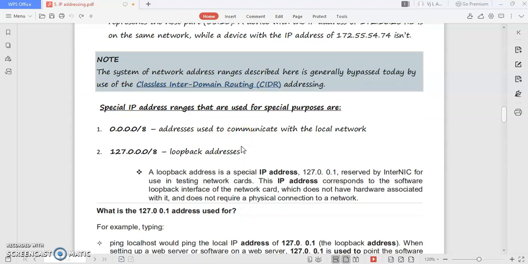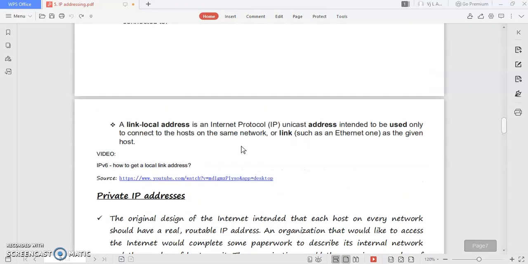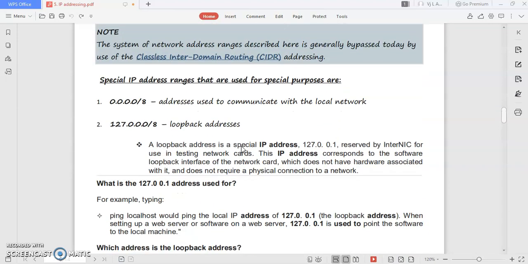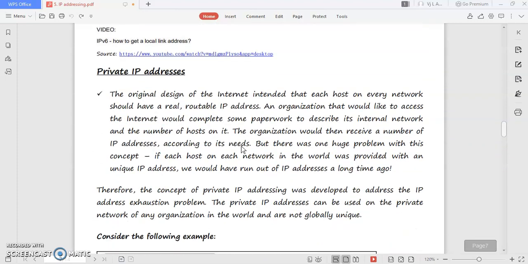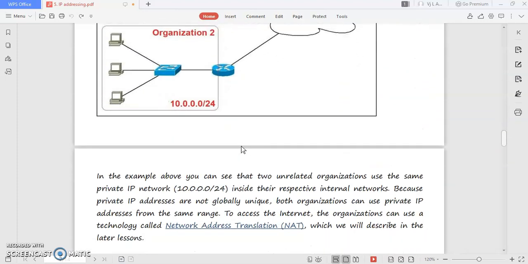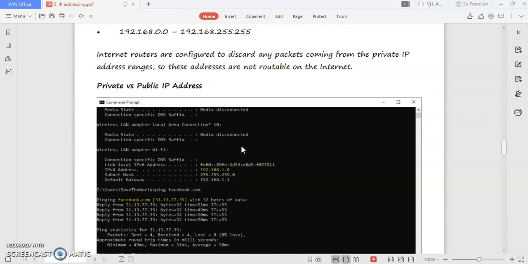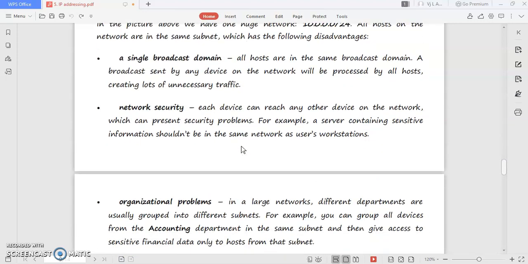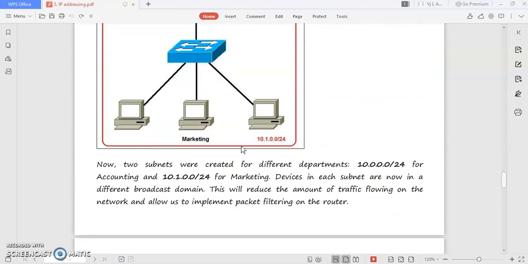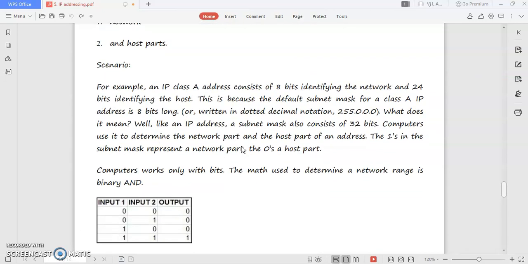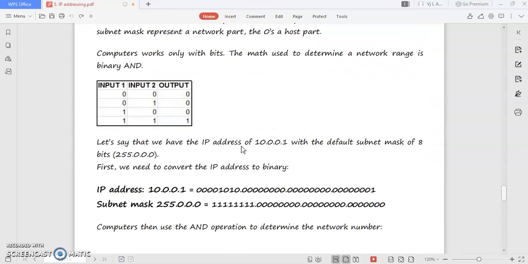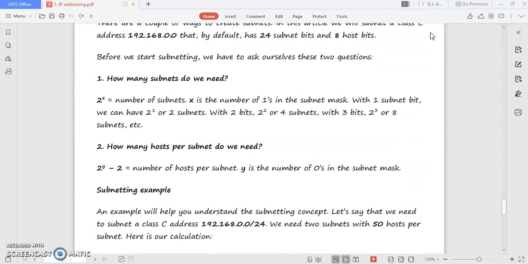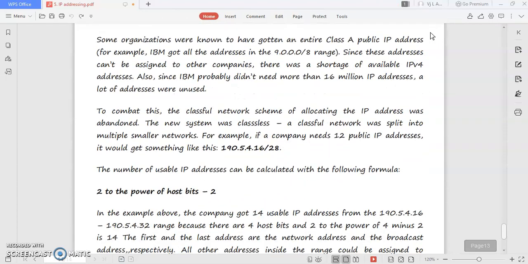We'll continue next meeting. We'll take it slowly. We will cover special IP addresses and the five private IP addresses, then discuss private versus public IP addresses and subnetting, including how to calculate. I'll give scenarios so you can at least picture what it's like in the industry.